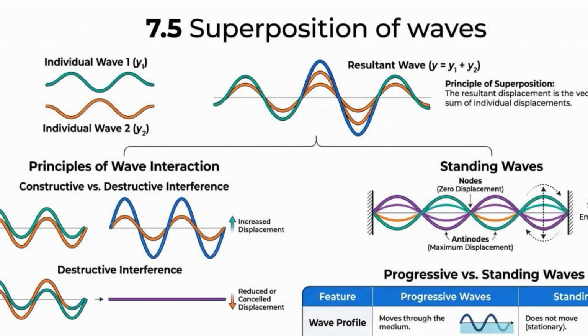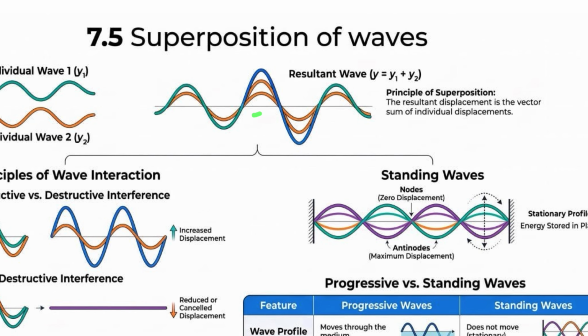So when two waves, wave 1 and wave 2, interact with each other, the resultant wave is based on y1 plus y2, the total displacement of each individual wave. This is what we call the principle of superposition, which is the vector sum of the individual displacements. That means the vector sum of both waves is equal to the resultant wave. This is your principle of superposition.